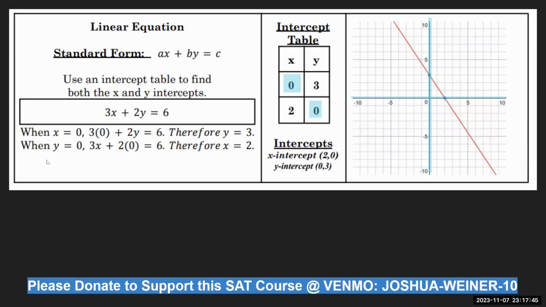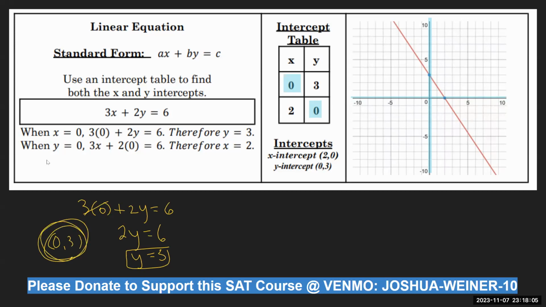So for the formula here, if I put in a 0 for x, then this term is 0, and we have 2y equals 6. Dividing by 2, y equals 3. So what that means is that (0, 3) is on the line, because I chose my x to be 0. And that's the point there.